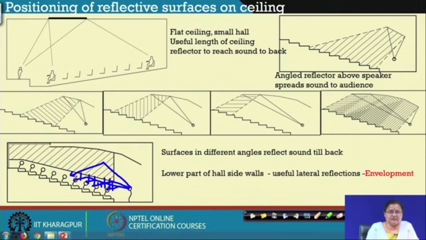But yes, if there are audiences at the upper level, they do help in better listening to the balcony locations. So, to create the spatial impression, the useful lateral reflections and these ceiling reflections can create that intimacy and that envelopment of sound which will make them feel that they are very close to the source.